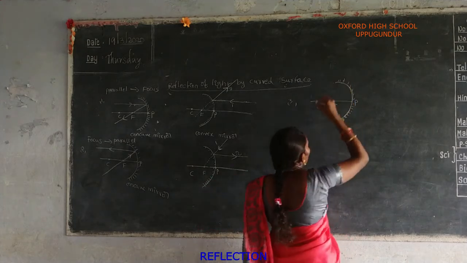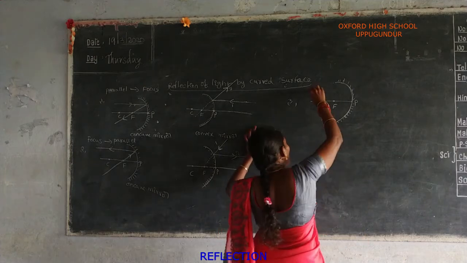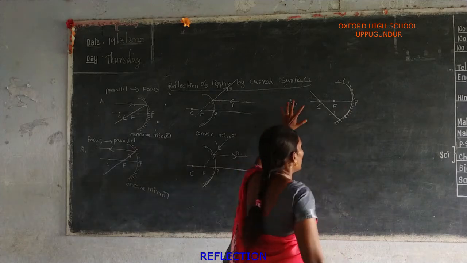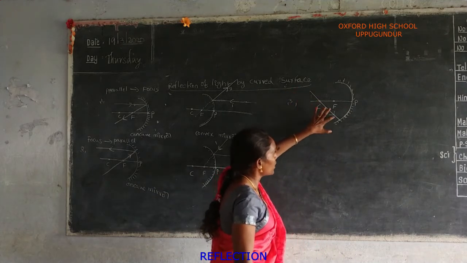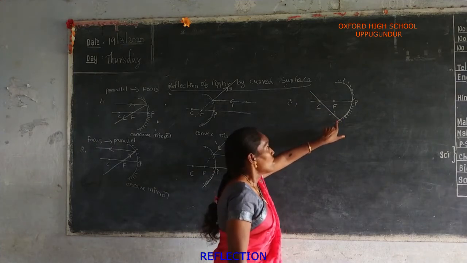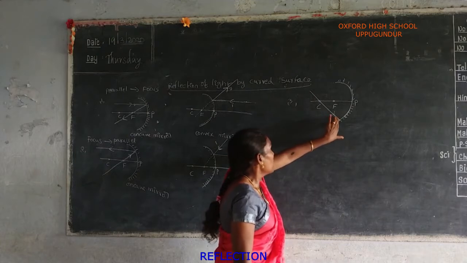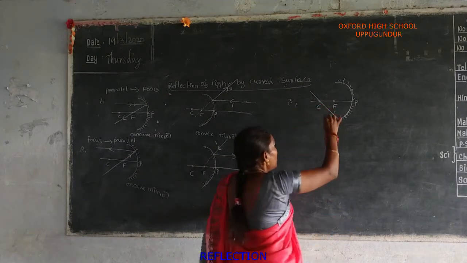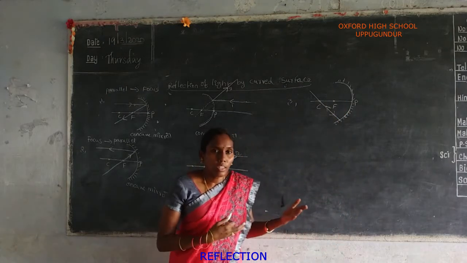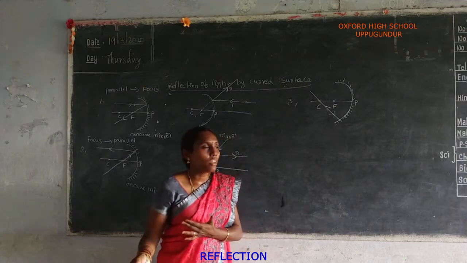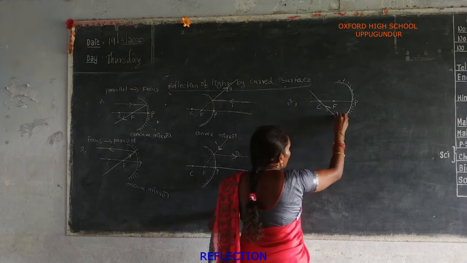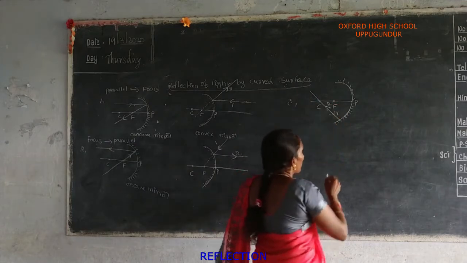This is concave mirror. Any light ray that is passing through the center of curvature, this is the incident ray. It is incident on the concave surface, and after reflection the same light ray will move along the same path in opposite direction. The incident ray is moving along the center of curvature and the reflected ray is also moving along the center of curvature. This is the incident ray and this is the center of curvature. This is concave.